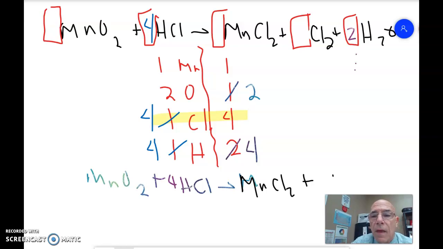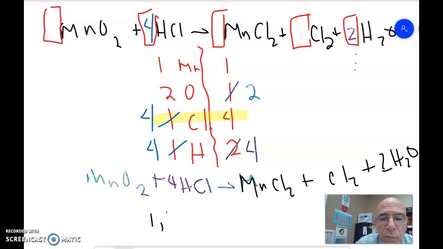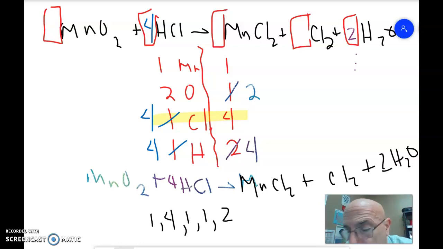Plus Cl2, 1 coefficient, plus 2H2O. Okay, and there's my final answer. Or again, I can use just the coefficients to be 1, 4, 1, 1, 2. If you use this kind of nomenclature for your answer, make sure that your elements and compounds are in exactly the same order that they were in the question. Otherwise, 2 of those numbers might be transposed and I might mark it wrong.